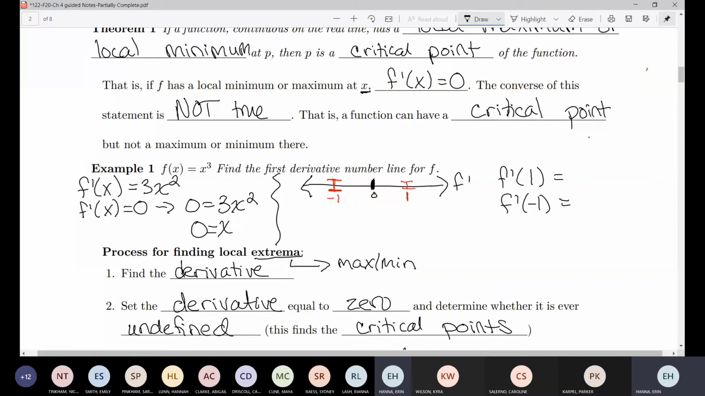So we plug them into the derivative, so we'll have 3 times 1 squared and 3 times -1 squared, which in both cases is 3.